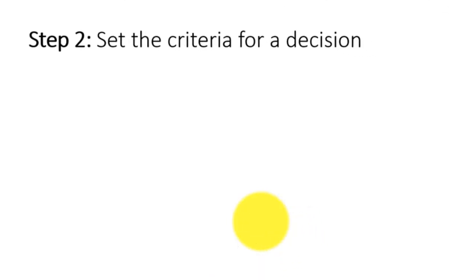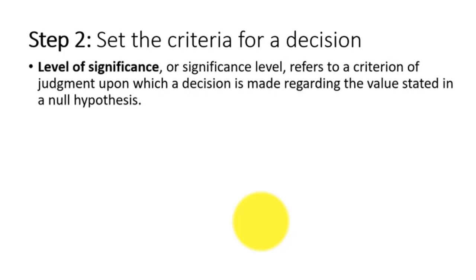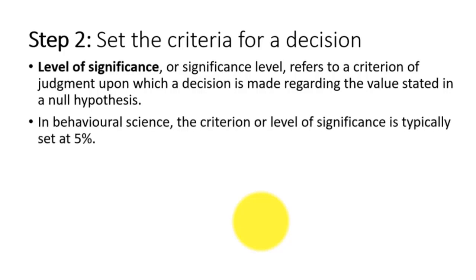The second step is setting the criteria for making the decision. To set the criteria for a decision, we state the level of significance. This is similar to the criterion a jury uses in a criminal trial. The jury decides whether the evidence presented by the lawyer shows the guilt beyond a reasonable limit. This reasonable limit is called the level of significance. So in hypothesis testing, level of significance refers to the criteria of judgment upon which a decision is made regarding the value stated in the null hypothesis.